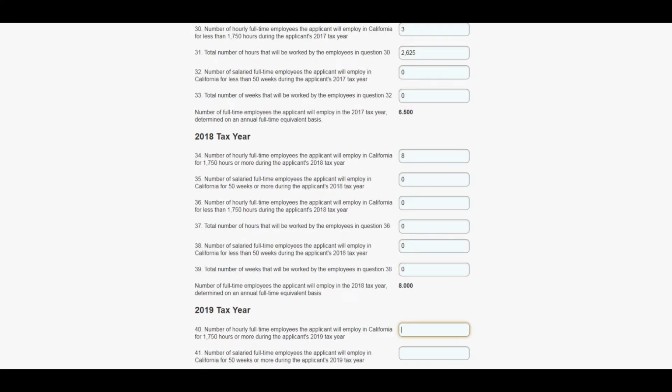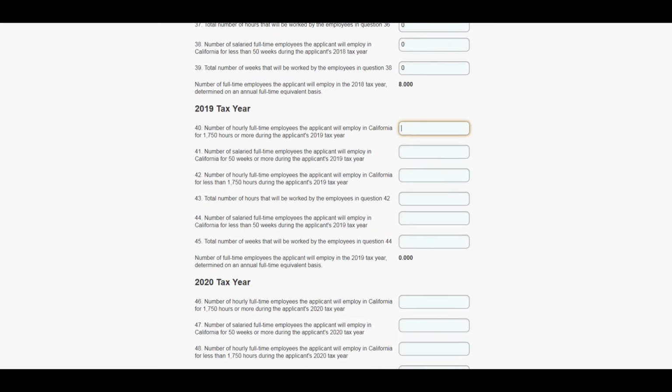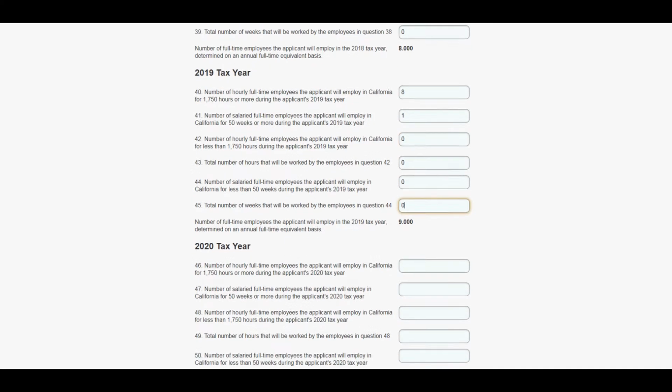Let's move to 2019. Widget will not hire any hourly full-time employees, but it expects all hourly employees to remain on the payroll, so it puts 8 into number 40. Widget actually plans to hire a salaried full-time employee in late 2018, but no later than January 1st, 2019. So to be safe and maintain some flexibility, Widget is projecting that the salaried employee will start in the first week of 2019 and will work the whole year, so it enters 1 into question 41. Since it does not anticipate that any full-time employees will work less than 1,750 hours or 50 weeks, Widget enters in zeros for questions 42 through 45.